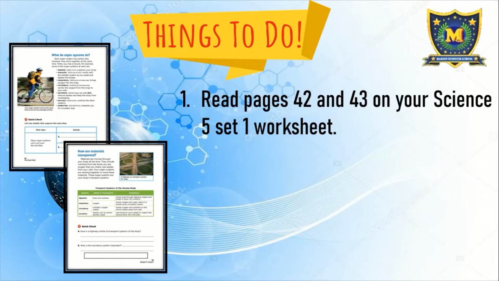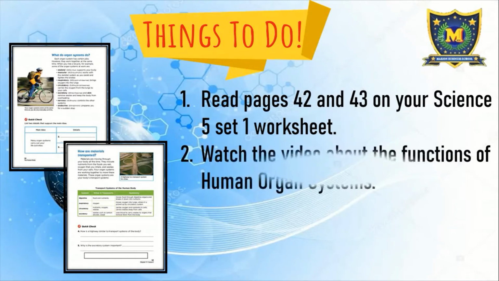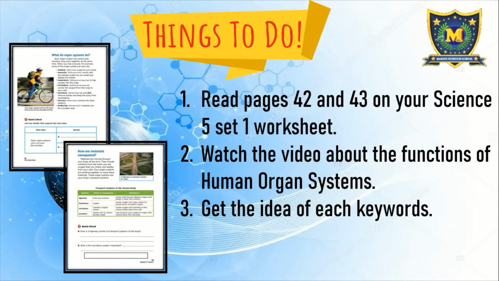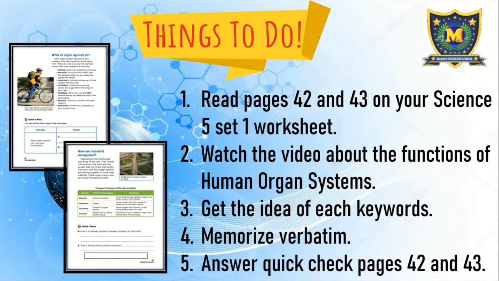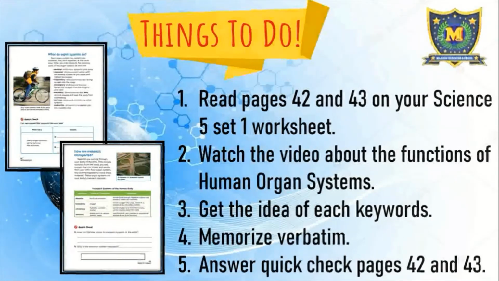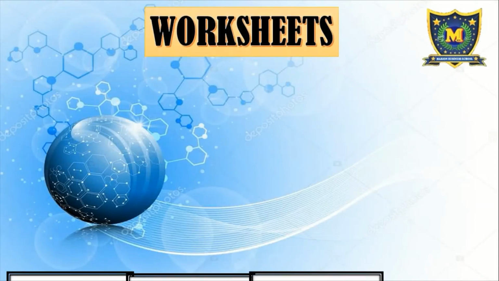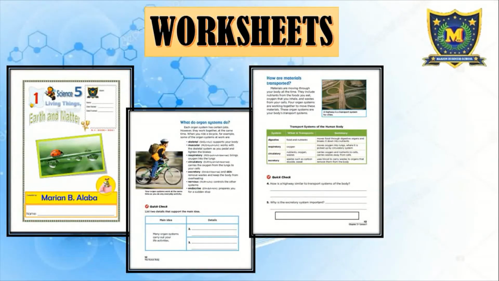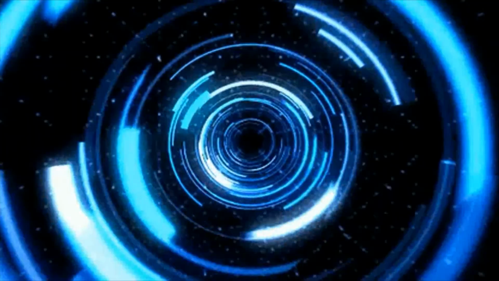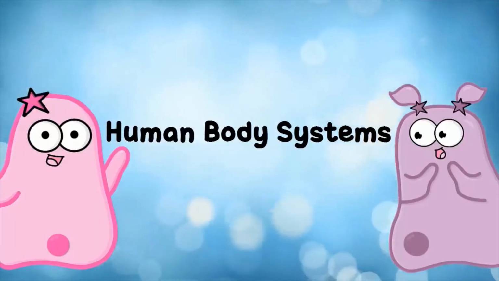First is read pages 42 and 43 in your Science 5 Set 1 worksheet. Watch the video about the functions of human organ systems. Get the idea of each keyword, memorize it, and of course, you need to answer quick check pages 42 and 43. For your worksheets, you will be using your Science 5 Set 1 worksheet, pages 42 and 43. And now, let's watch the video about the functions of human organ systems.